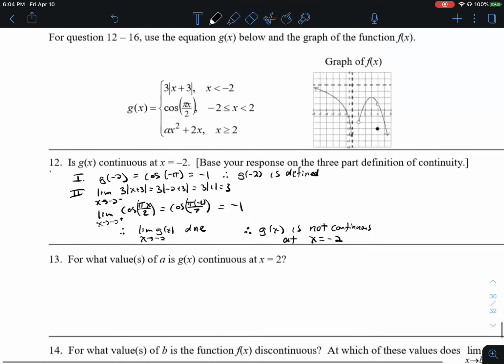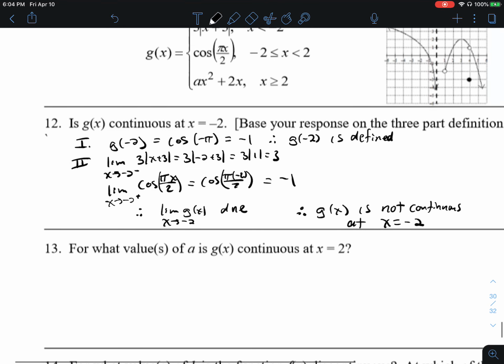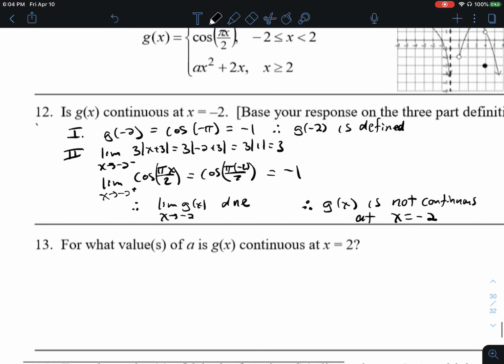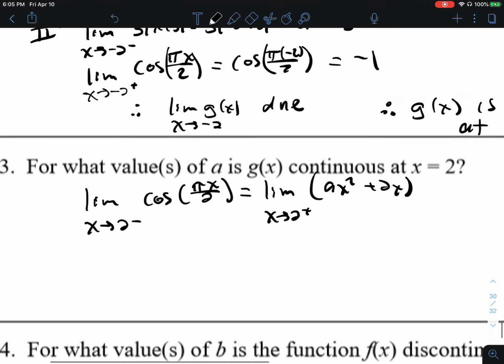For what values of a is g continuous at 2? Well, in order for that to happen, the limit as x approaches 2 from the left of cosine of pi times x over 2 has to equal the limit as x approaches 2 from the right of ax squared plus 2x.